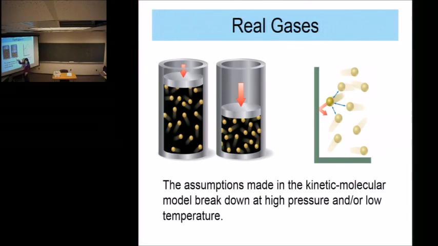Not only that, but attraction starts to happen because you're putting them closer and closer together. So if they're attracted, then they don't hit the wall quite as hard as before, and so that affects the pressure. So you won't get true readings. So, what kind of pressure do gases behave ideally?